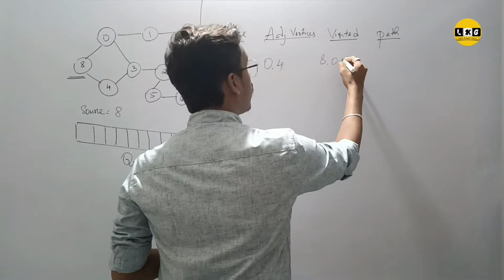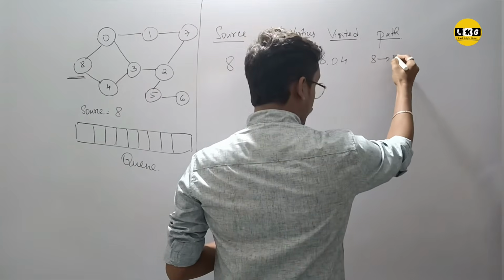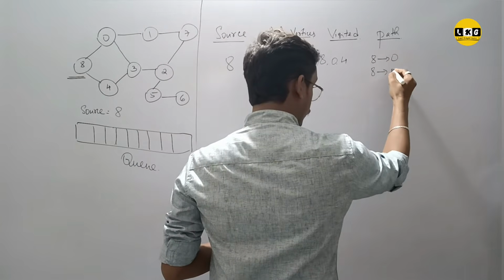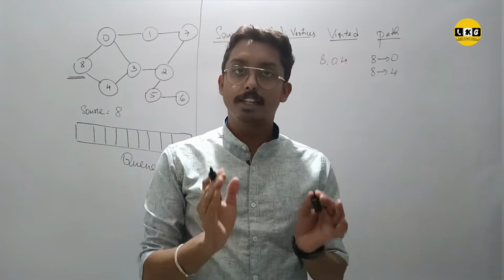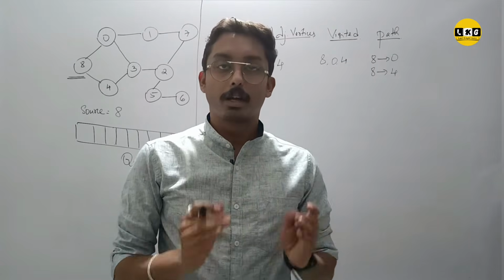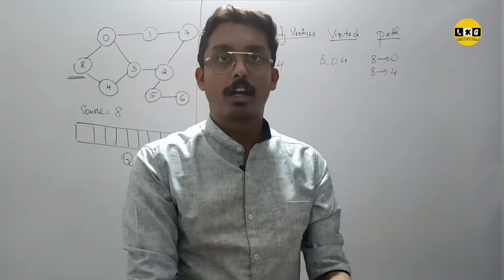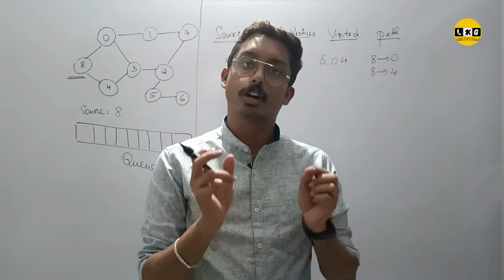We visit 0 and we visit 4. What is the path? 8 to 0 and also from 8 to 4. See, in BFS, we will visit all the child nodes at once itself. Before moving to another node, we will finish or traverse all the child nodes of that node.